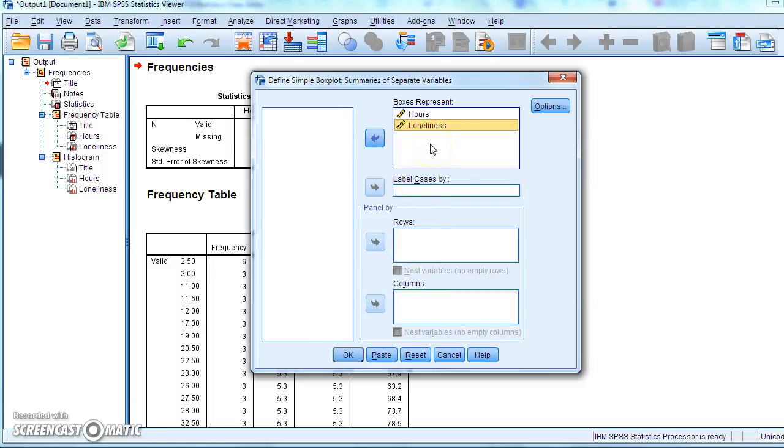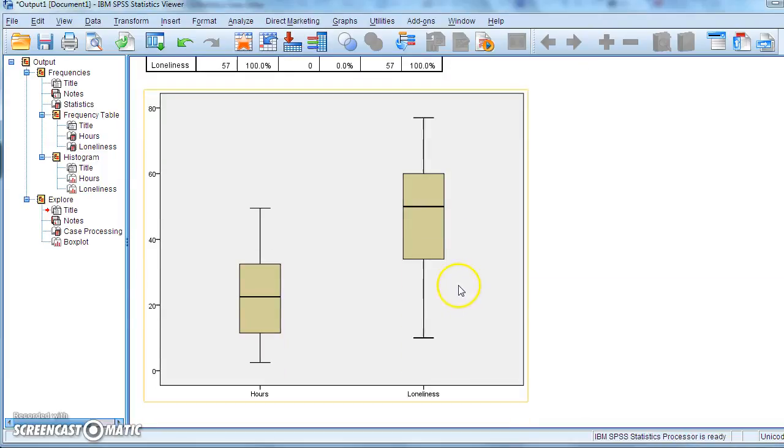If you had a between participants design, then you would do summaries for groups of cases, and you need to put the condition in a second box there, which is shown on another screencast. So we click OK, and we get the box plots on a nice graph there.